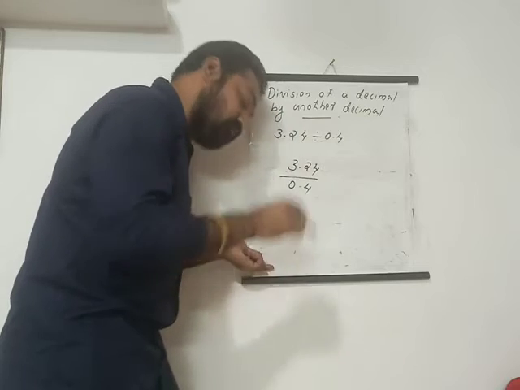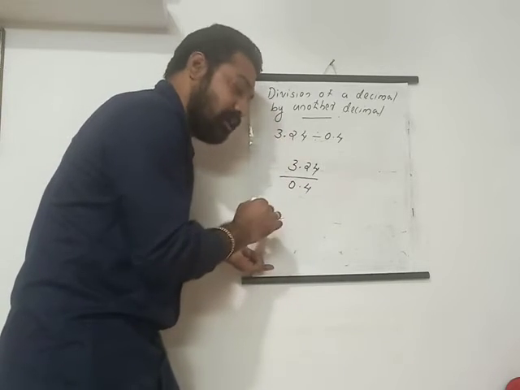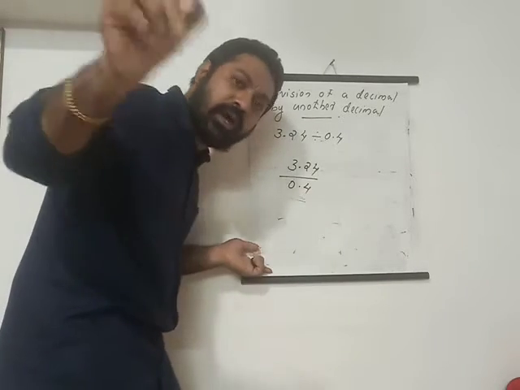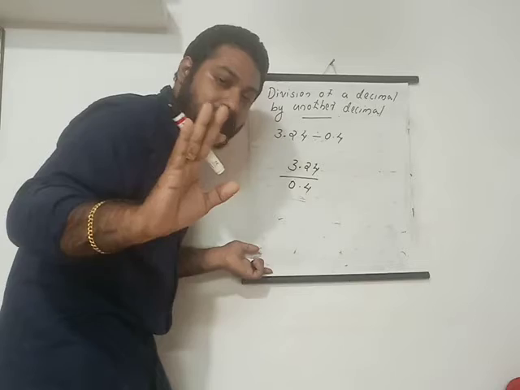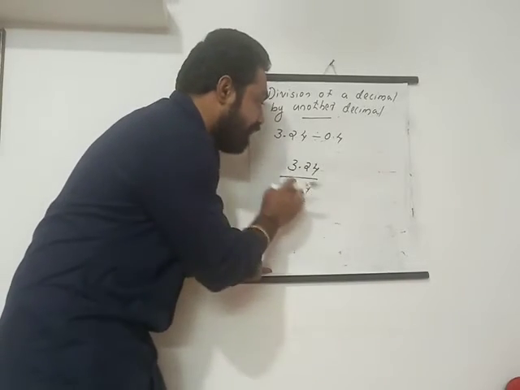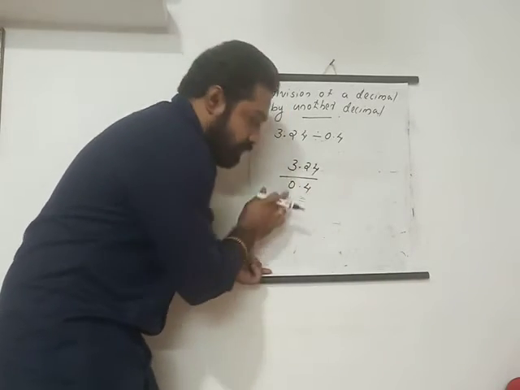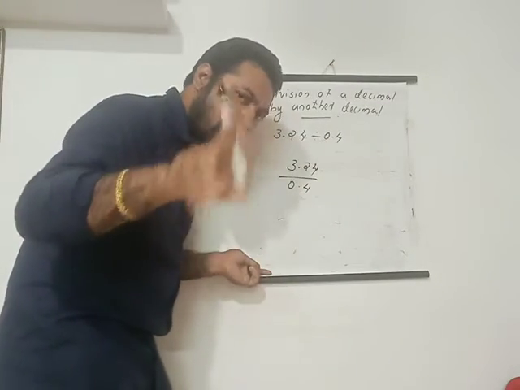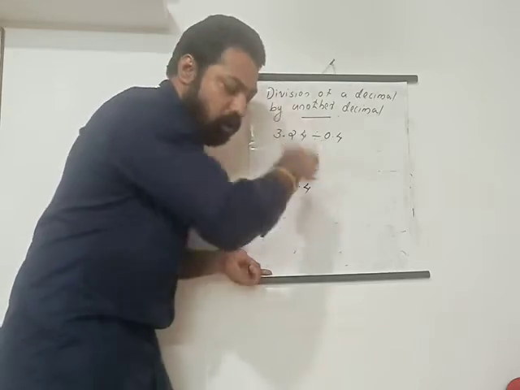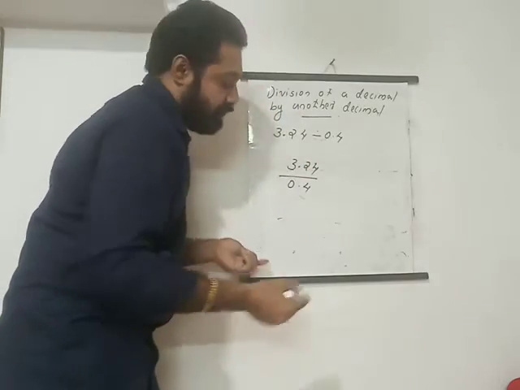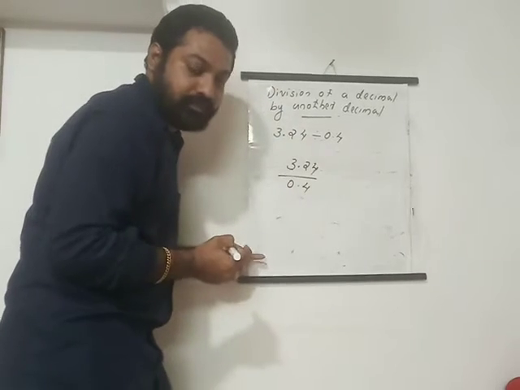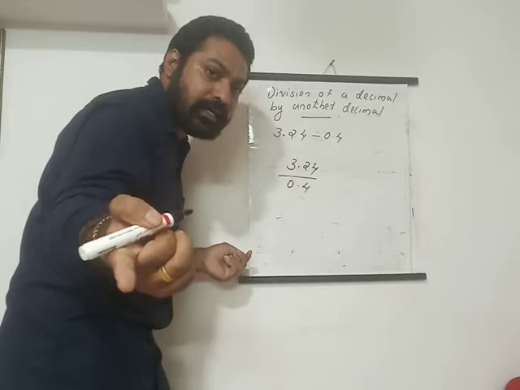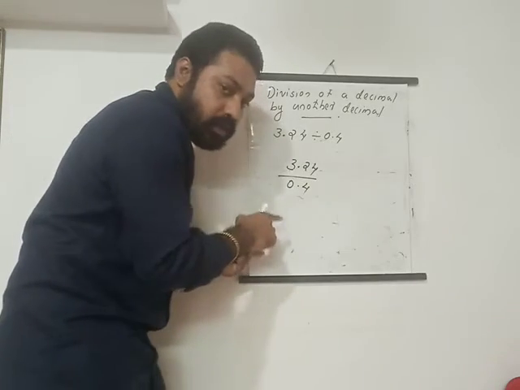To find the answer, the first thing is that we need to convert this decimal number into a whole number. Then our problem will be solved. We know how to divide a decimal number by a whole number. If we convert this decimal number into a whole number, we can solve it easily. To convert, you can see this is 0.4. The whole number is 4, isn't it?